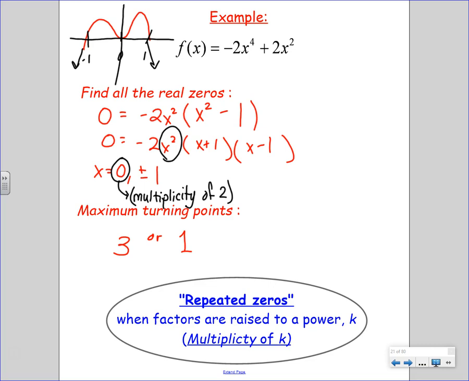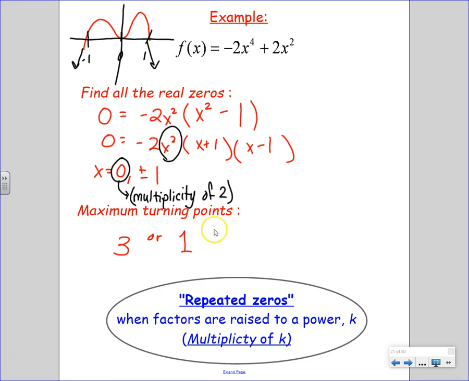Whenever you have a multiplicity of 2 for a polynomial, it's always going to bounce out. It's always going to skim the axis. It's always going to come up to and go right back down at it. Repeated zeros. You guys get it done? When factors are raised to a power k, it has a multiplicity. Whatever that multiplicity is, I should have said this, even, the graph is going to bounce. Don't worry, I have that in the notes.